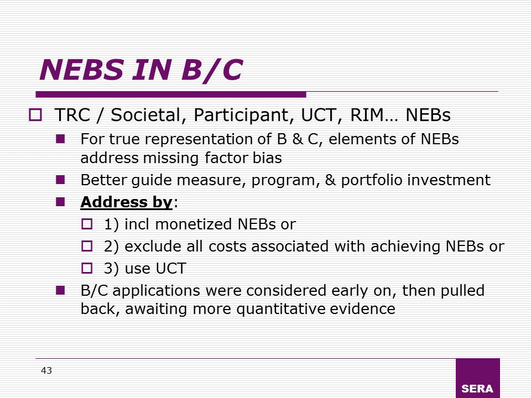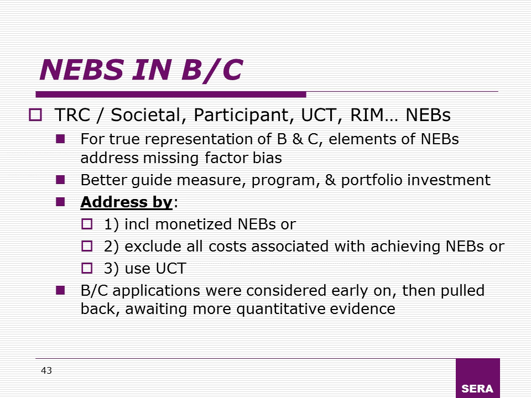And you can address it a couple of ways. You can address it by including monetized NEBs, which is probably the approach I might take in most cases. You could alternatively exclude all the costs associated with achieving the NEBs, or you could use the utility cost test, but that's not what people are using.